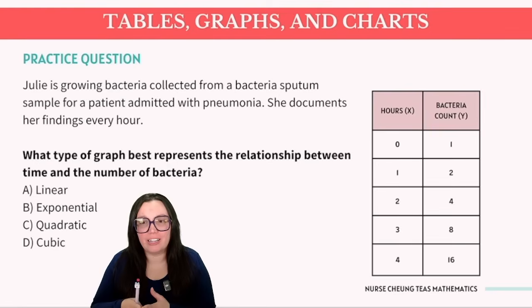Julie is growing bacteria collected by a bacterial sputum sample for a patient admitted with pneumonia. She documents her findings every hour. What type of graph best represents the relationship between the time and the number of bacteria? Is it A, linear, B, exponential, C, quadratic, or D, cubic?